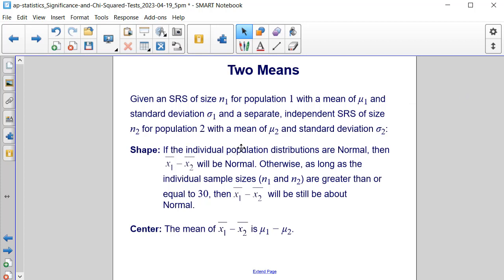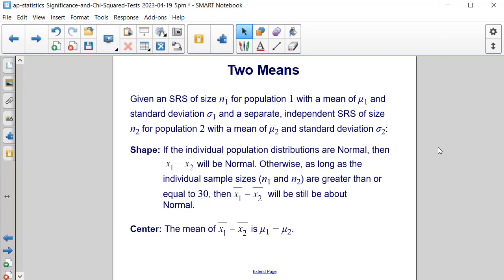If the individual population distributions are normal, then the difference of sample means, x sub 1 minus x sub 2, will be normal. Otherwise, as long as the individual sample sizes n1 and n2 are greater than or equal to 30, then x sub 1 minus x sub 2 will still be about normal.